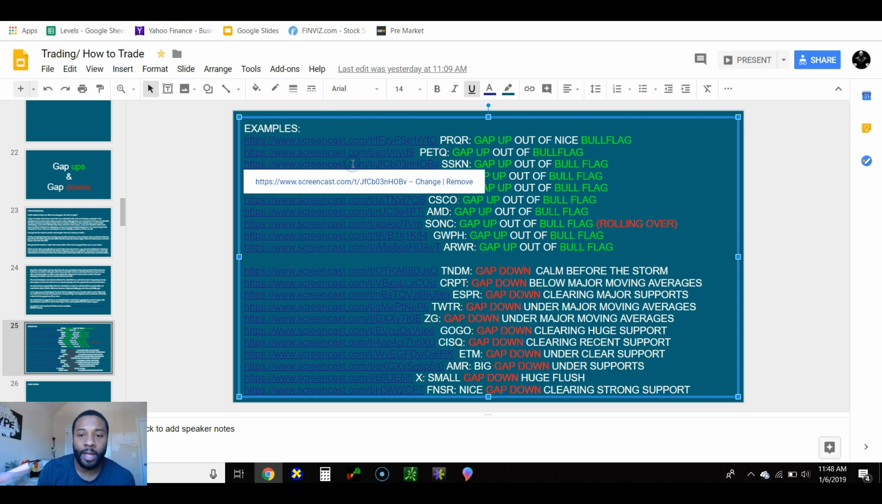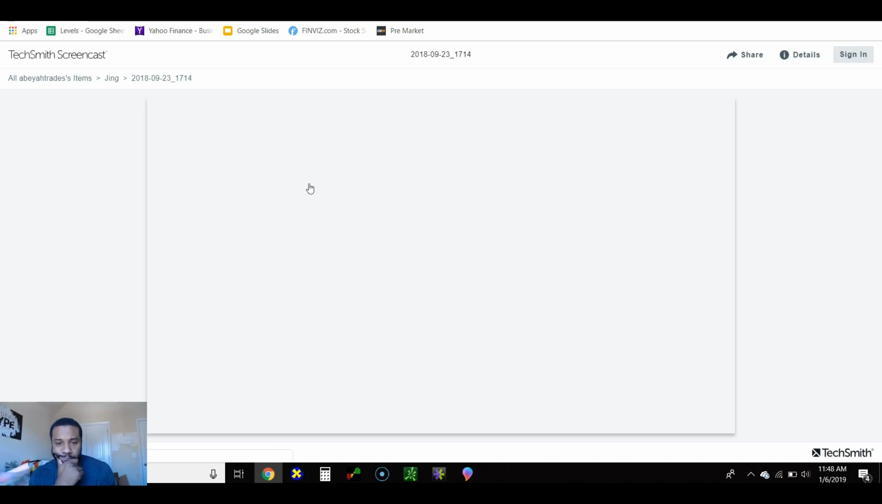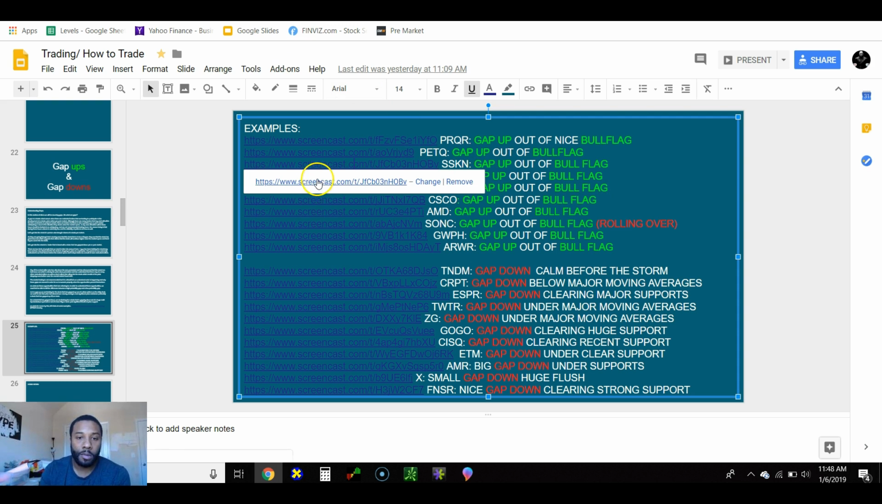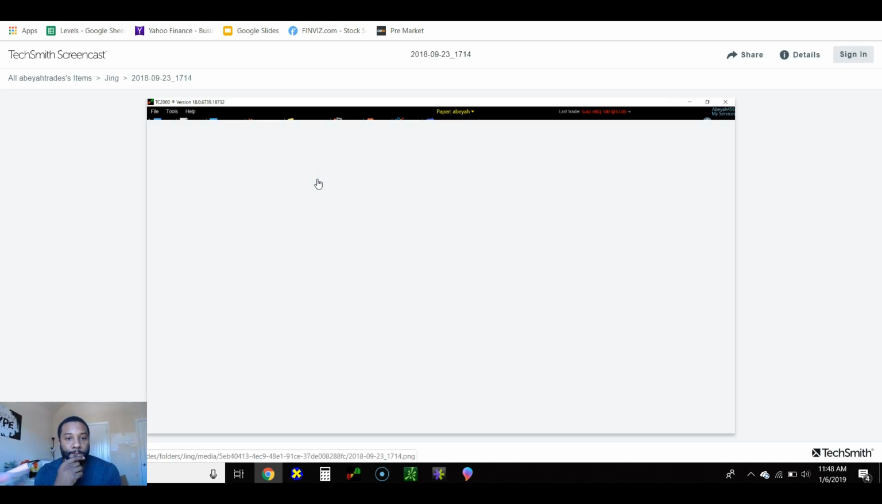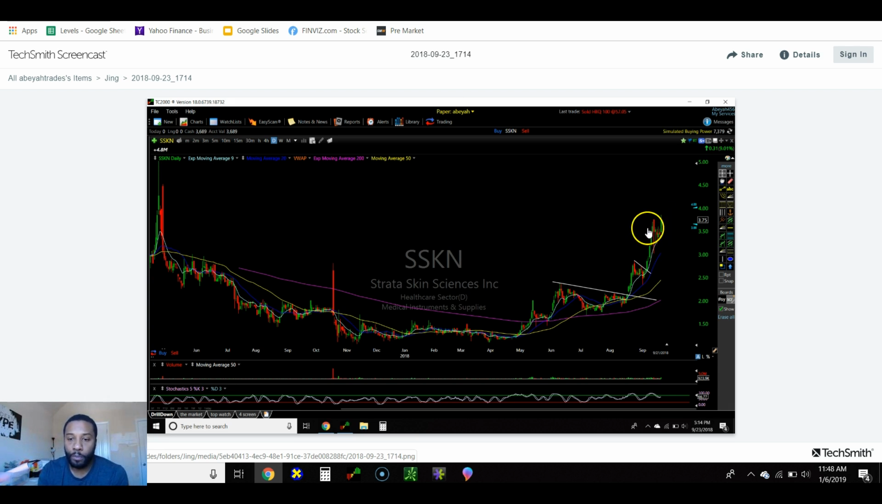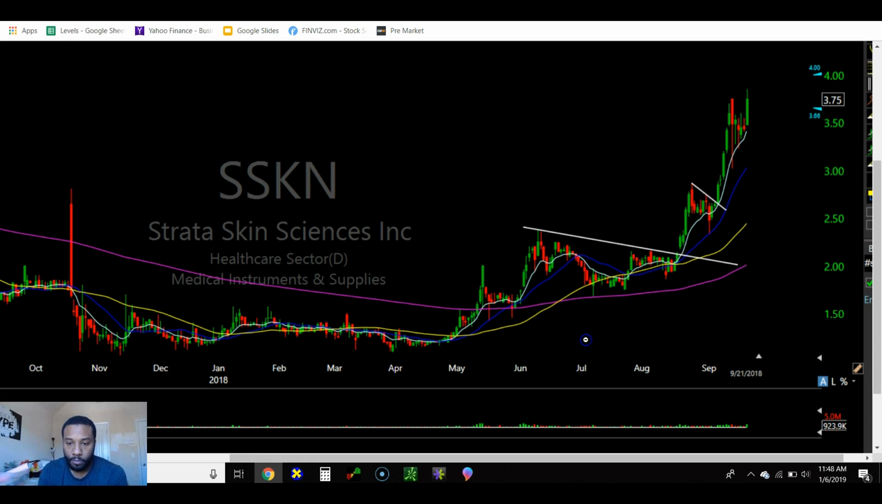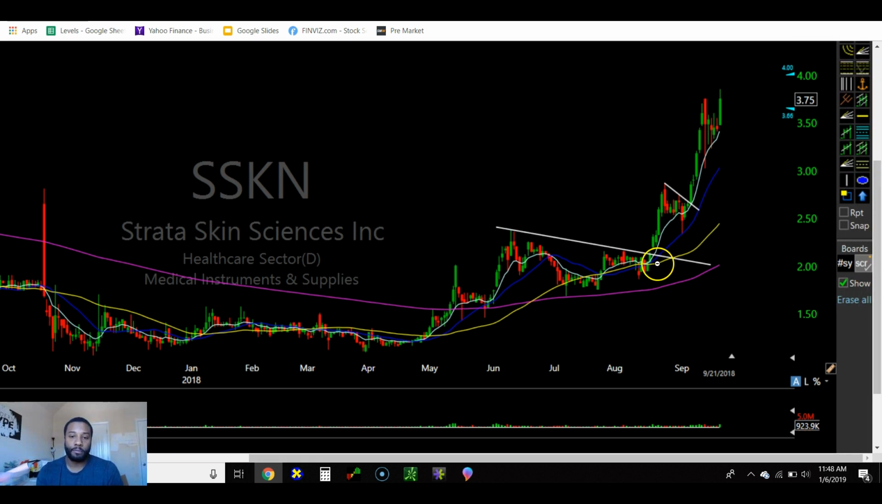So this is SSKN right here, a gap up out of a bull flag. Now these are some nice tight gaps. So we got our bull flag here, and a nice pole right here. And look, the stock closed up here, and then look what it did. Gap down, pain. People gotta take profits, they start taking profits pre-market. Motivated sellers.